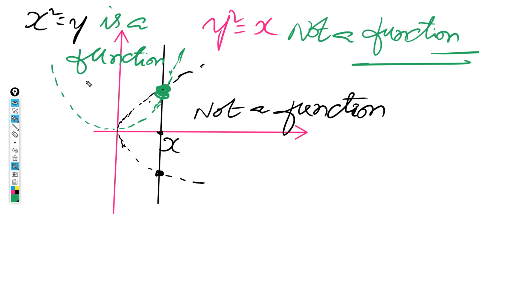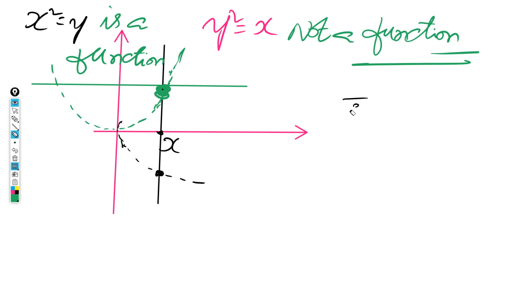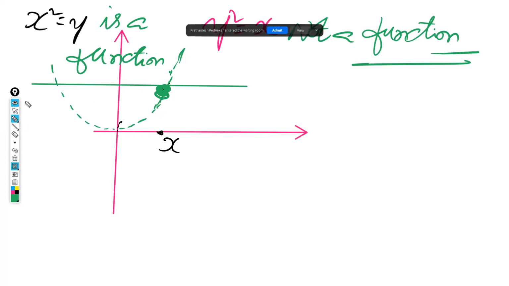Similarly, if you want to check whether it is a one-one function or not, simply draw a line parallel to the x-axis. If it is intersecting in more than one point here, then it is not a one-one function.